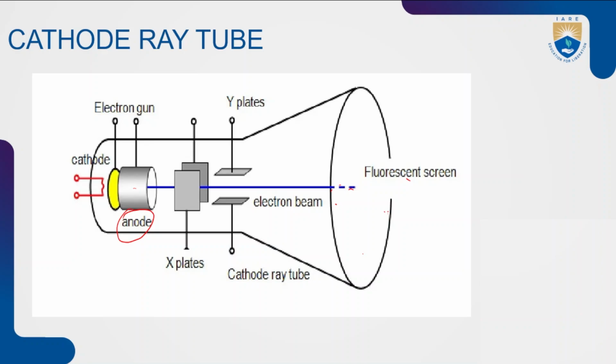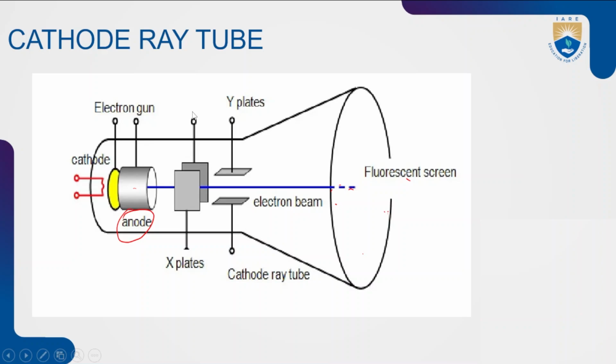Cathode ray tube. This cathode ray tube is the heart of the cathode ray oscilloscope. It is mainly used to represent the output waveform on a fluorescent screen, and it is internally present in the cathode ray oscilloscope. The cathode ray oscilloscope is mainly used to produce any waveform on the CRT screen. At the same time, how it varies with respect to time t can also be observed with the help of the oscilloscope. So the main part of the oscilloscope is the CRT.